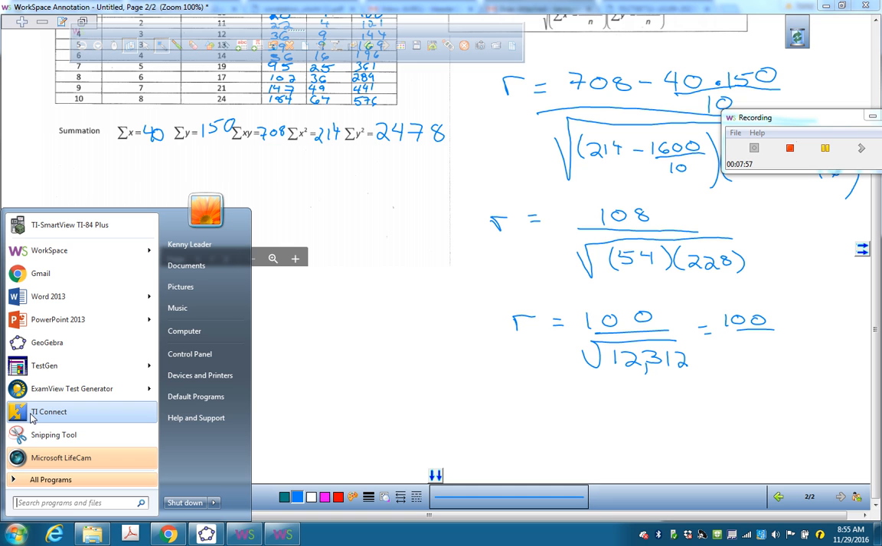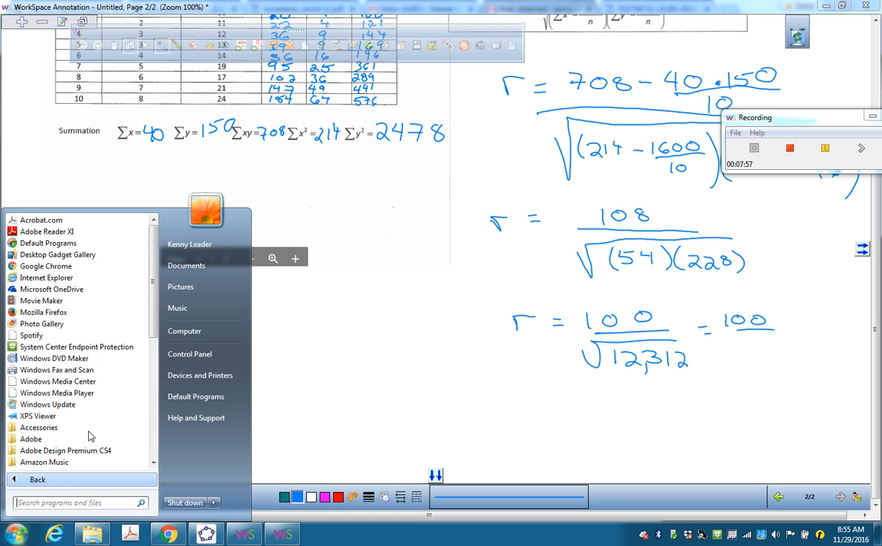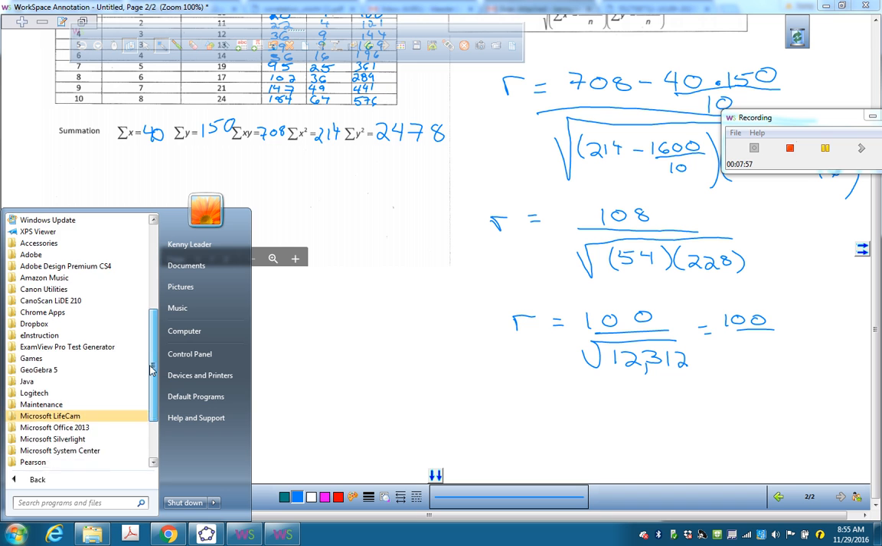Where's my other calculator? TI Connect. I don't want that one. All programs. I want the calculator that looks like yours. TI Tools. TI Tools? TI, is this the one I want? It's This one.